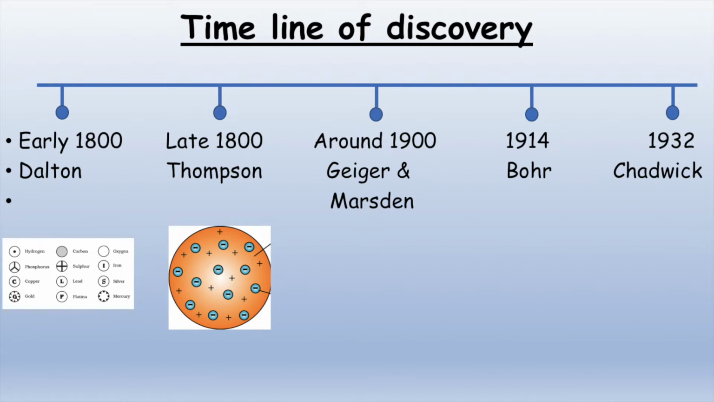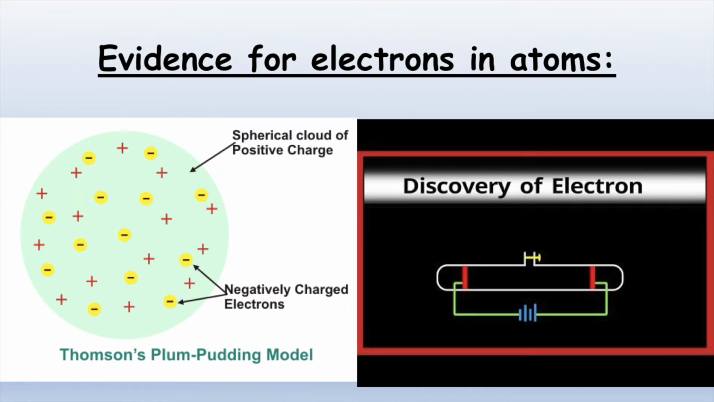The next significant piece of research came from Thomson. He found evidence for the existence of the electron. He used beams of particles that were attracted to positive charge. This suggested that the particles themselves were negatively charged. This finding brought about the plum pudding model. He suggested that the negative charge of the electrons were embedded in a cloud of positive charge. This therefore refuted Dalton's idea that atoms were indivisible.